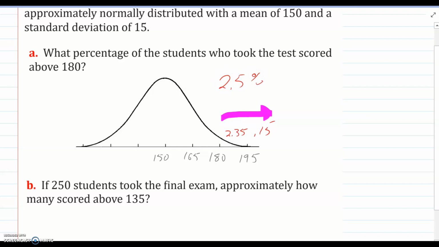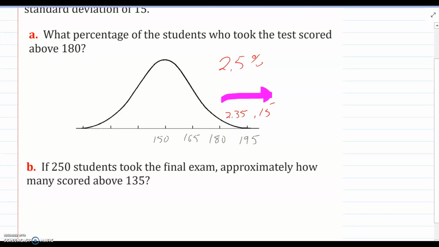Let's look at the second question, which is saying, okay, if there are 250 students that took the exam, about how many scored above 135? Let's pause it again and see if we can do the calculation.